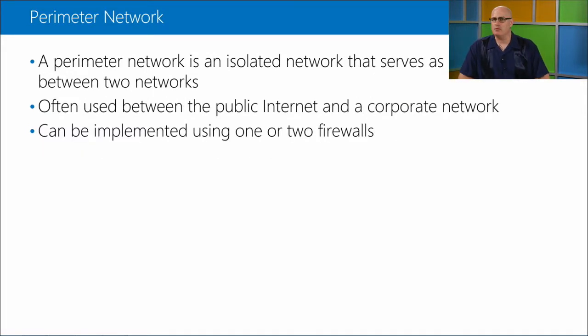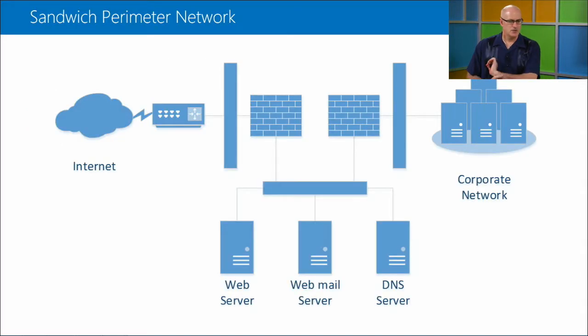A perimeter network, you may in the field also refer to this as a DMZ. A perimeter network is an isolated network that serves basically as a buffer between two networks, often used between the public network and a corporate environment. It can be implemented using one or two firewalls. If you look at the next slide, you see this kind of sandwich perimeter network where it's between multiple firewalls.